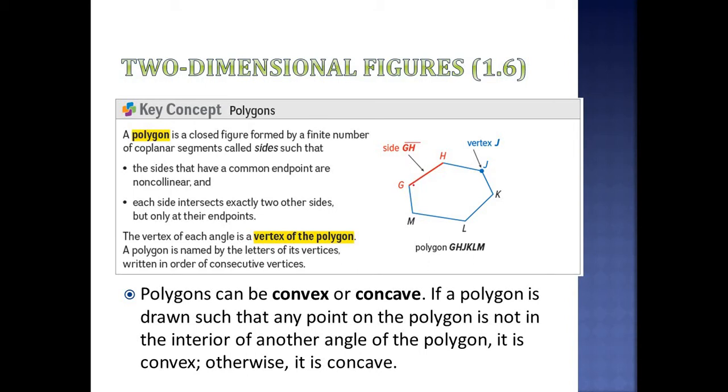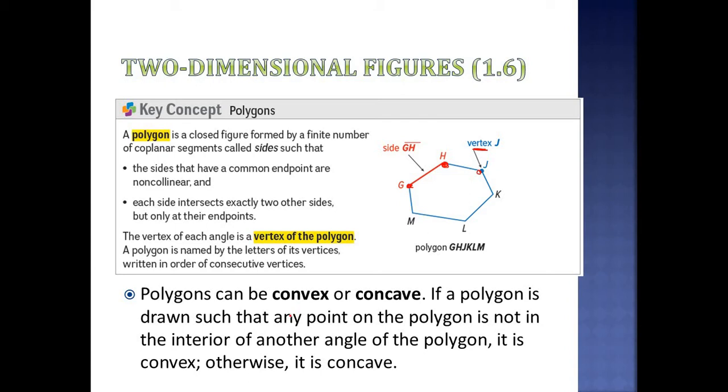They are formed by segments that intersect, and they have a common endpoint. So if we look at segment GH and GM, their common endpoint is that point G right there. GH and HJ have a common endpoint right there at point H. All of these points that are the common endpoints, those are called the vertices, or if we're talking about one in particular, it's called a vertex. And the sides are simply named as segments.